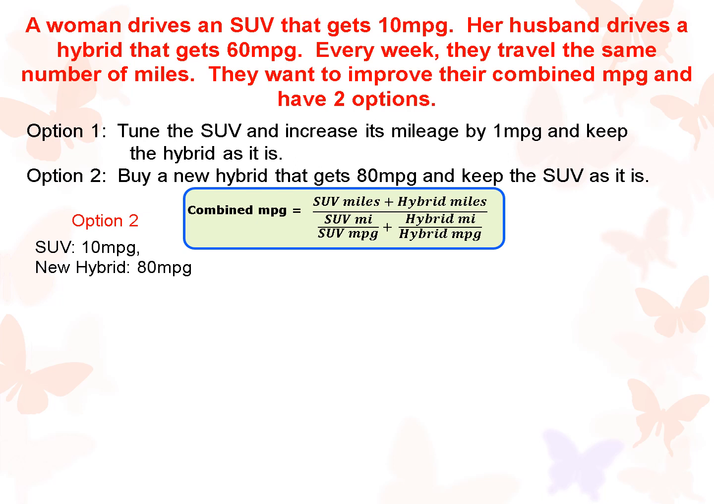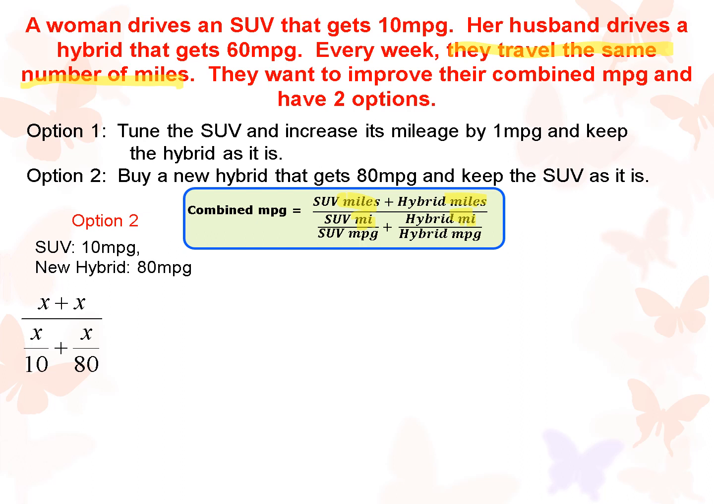Now, the basic criteria, the basic information has not changed. They are still traveling the same number of miles in the SUV that they travel in the hybrid. So that's still going to be the same. It's the same amount. We don't know what that amount is, so we're going to let it be X. So anywhere we see miles in our combined MPG formula, we're going to substitute in X. However, the SUV MPGs will become 10 and the hybrid MPGs will become 80. So this is what our expression looks like.